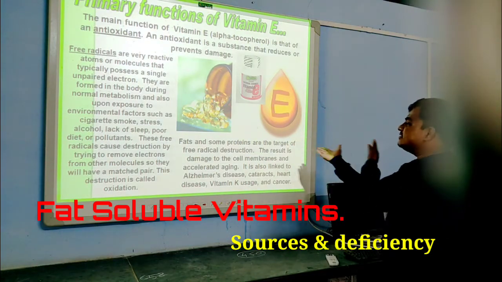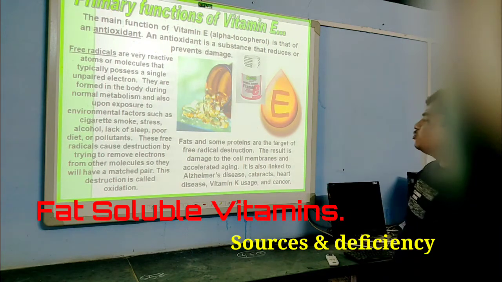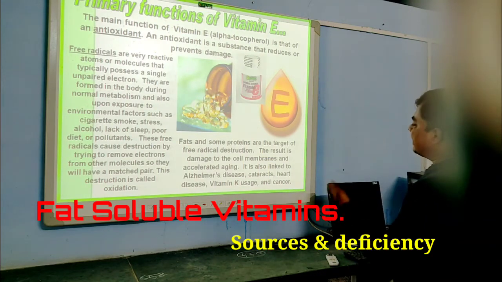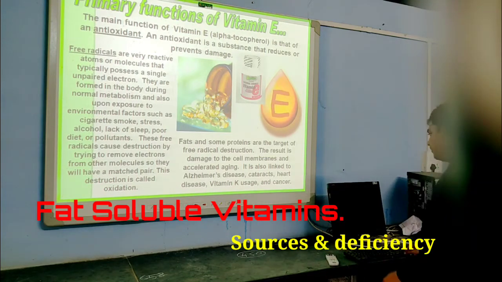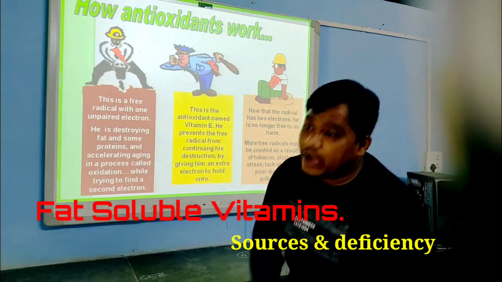Okay, so fats and some proteins are the targets of free radical destruction, and the result is damage to the cell membrane and accelerated aging. It is also linked with Alzheimer's disease, cataracts, heart disease, vascular disease, and cancers. So see here how antioxidants work in our body.